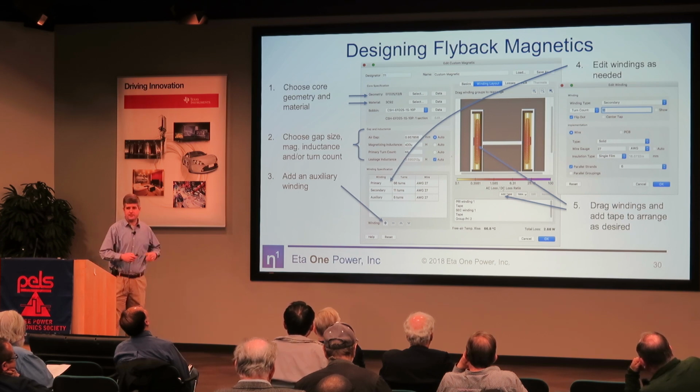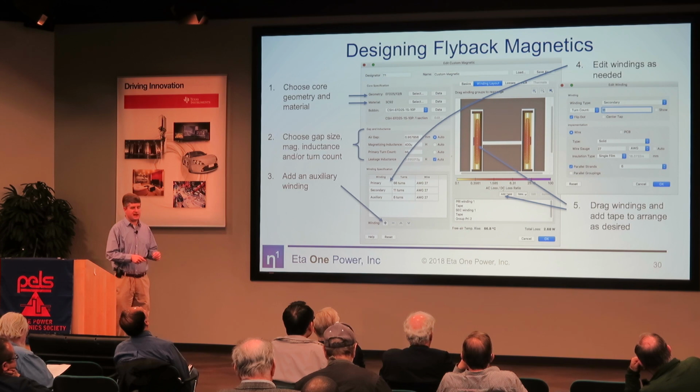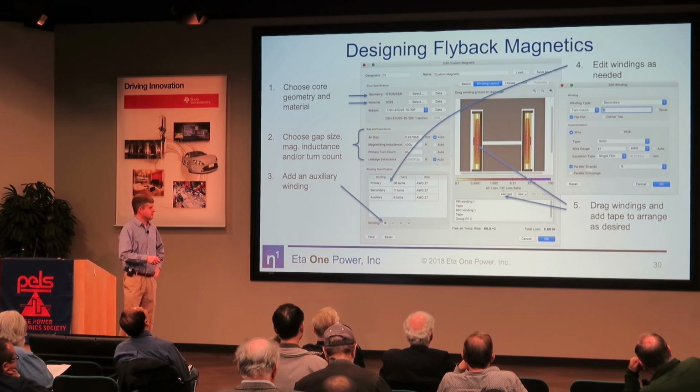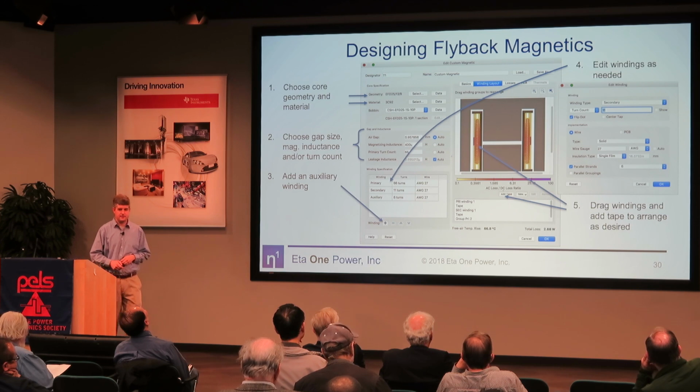Here's an auxiliary winding to power the controller. And then you can edit the windings, so you can choose solid or litz or foil or PCB winding, your gauge. You can automatically size it to fit the winding or to fit the window, so you don't have to choose it manually. Then you can choose the insulation thickness you have. And here we choose 6 parallel strands.